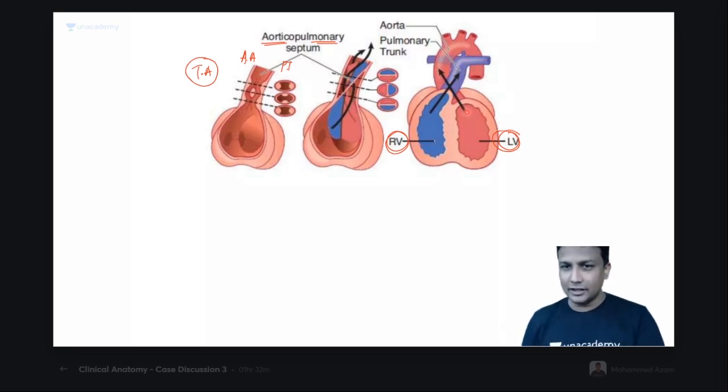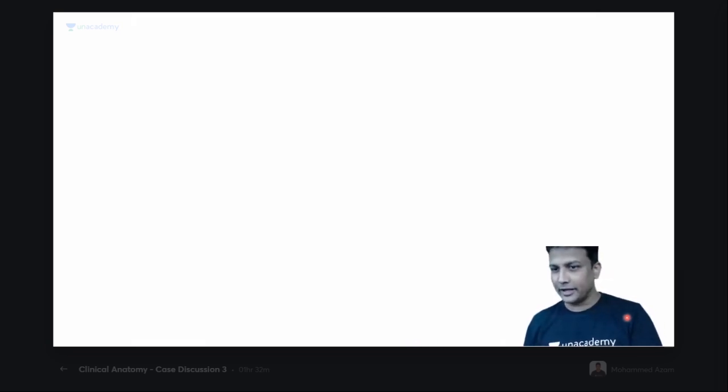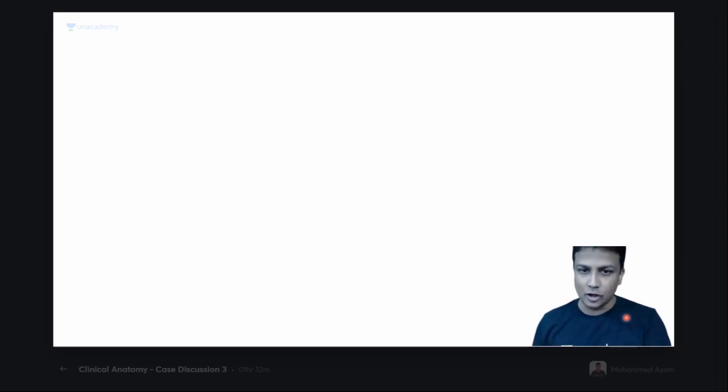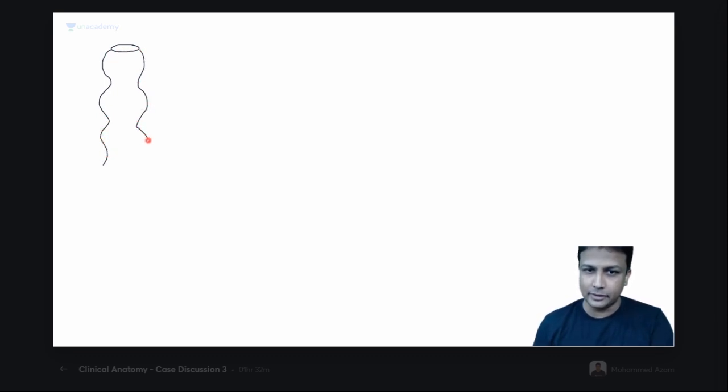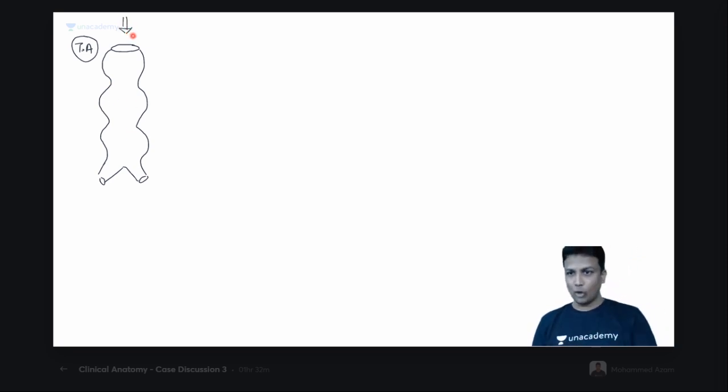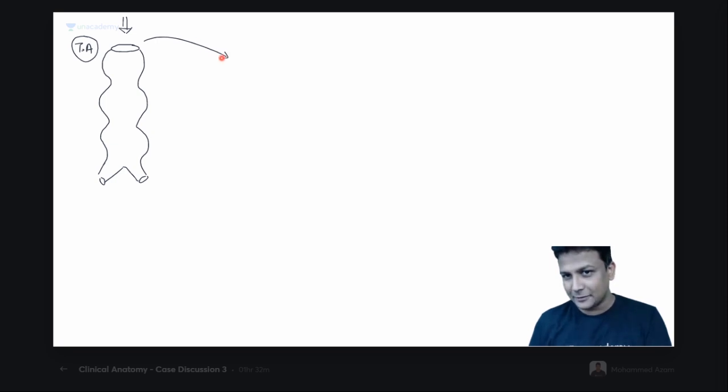So let us just draw our diagram to make it easy, a little bit easier. Just now, I have shown you the diagram of this developing heart: truncus arteriosus, bulbus cordis, primitive ventricle, primitive atrium, and this one will be your sinus venosus. Perfect. Now, if this is your truncus arteriosus, I'm going to see it from above. If you are observing this from above, only this diagram, I'm going to draw it separately here.